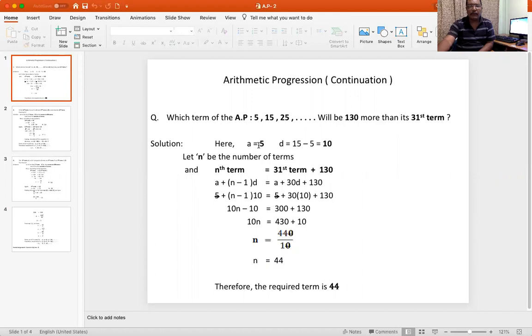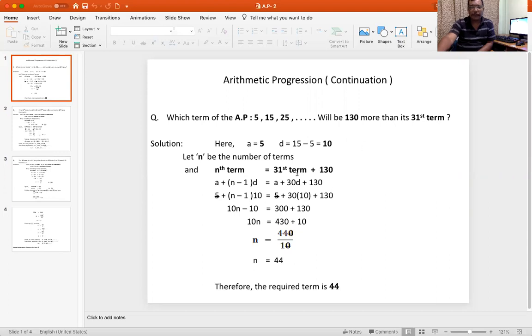Now here, your first term A is 5 and your common difference D is equal to second term minus first term, that is 15 minus 5, which is equal to 10. Now let us assume that n be the number of terms. As wanted in the question, we have to find the term. So we assume that nth term is equal to 31st term plus 130, because we want that term which is 130 more than the 31st term.